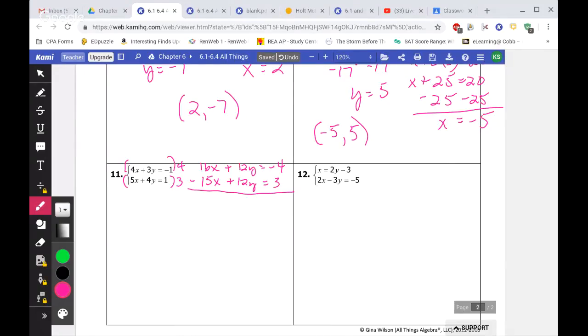And 16 minus 15 is 1, or x. My 12 y's cancel or eliminate, which was our goal. And then -4 minus 3 is -7. So now I want to substitute -7 back into one of my two equations. I'm going to pick the one with the smallest numbers. Once again, keep it simple where you can.